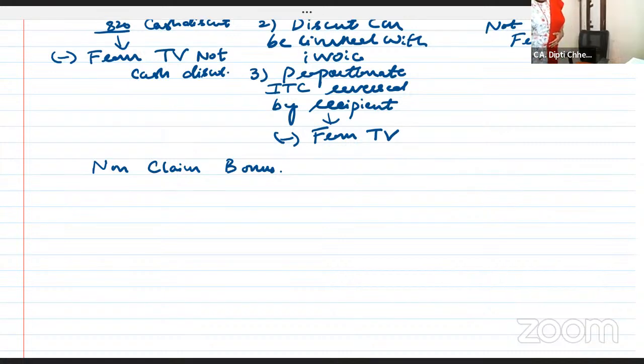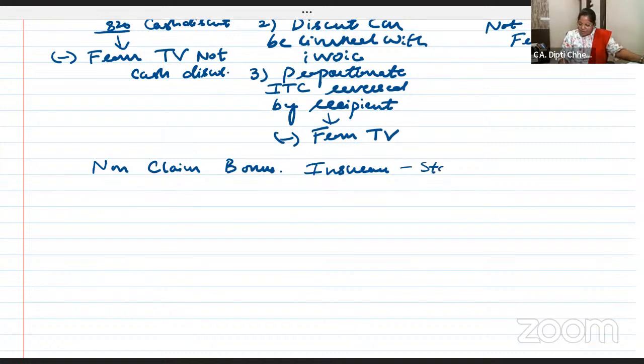Because this is small but very nice amendment, I feel all of you should know it, dear students. No claim bonus. Okay? Right. Every year we pay bonus. I mean, say, no claim bonus is all related to insurance. So, for example, every year, life insurance, health insurance, general, let us take example of general insurance.